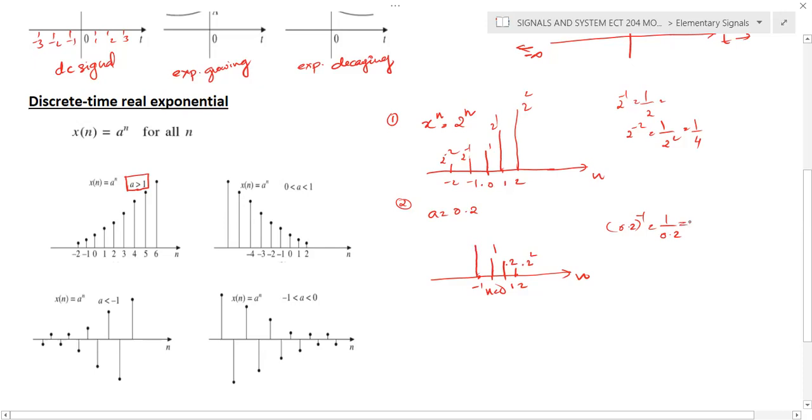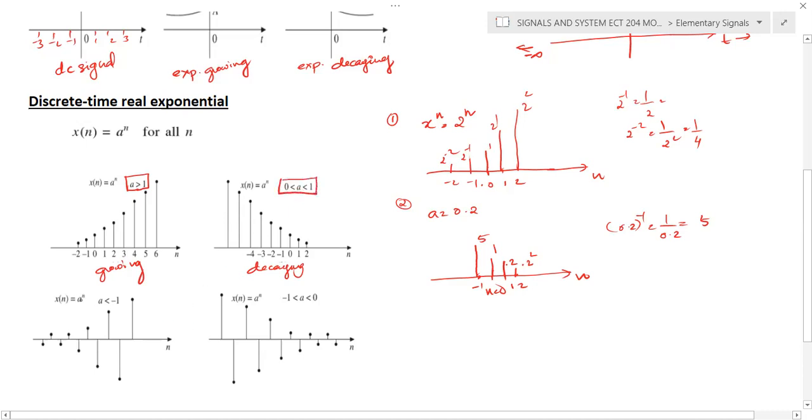Similarly, the value increases towards the left side. So it's an exponentially decaying signal. This is growing behavior, and this is decaying, because when n increases, the function magnitude decreases. So this is the general behavior of this function when the a value is between 0 and 1.